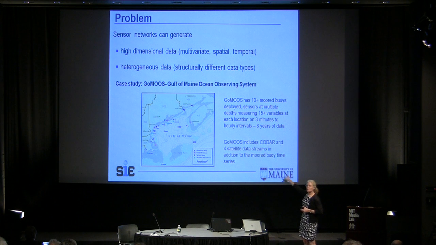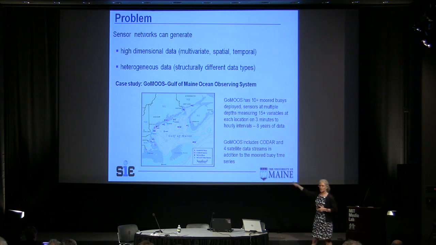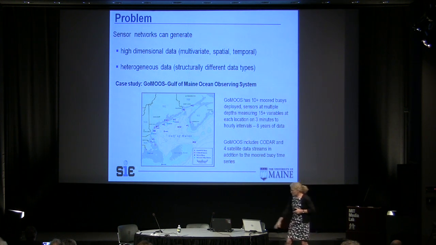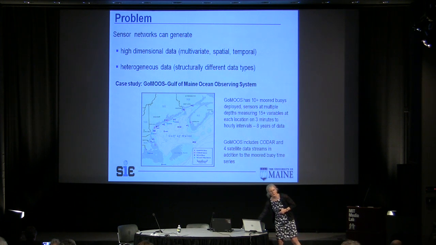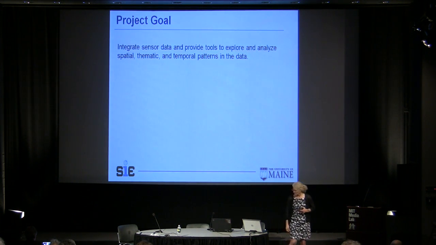In addition to the moored buoy programs, part of GOMOOS is also monitoring some satellite data, sea surface temperature and winds. And there's also CODAR, which is getting a radar picture of sea surface currents. So a lot of data, again, different formats, and space and time is very important here.